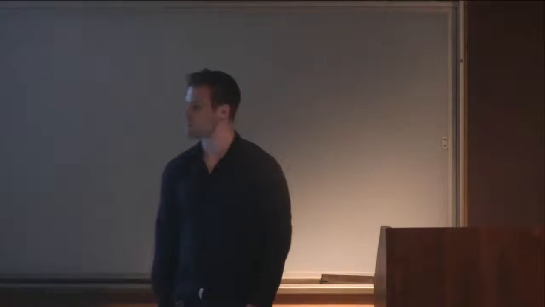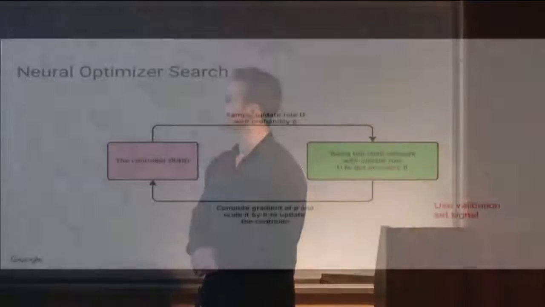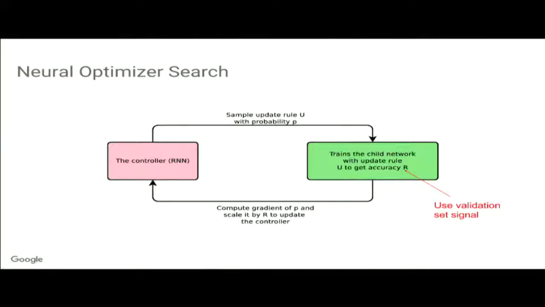Okay. So this picture looks somewhat similar to the one for generating architectures, where we have the controller RNN, and it will sample some update rule, and then we will train some fixed neural network on some dataset with this update rule, to get some accuracy R on a held-out validation set like we did before. And then we use this to update the controller RNN with the hope of sampling better and better optimizers over time, where before the hope was to sample better and better architectures over time.